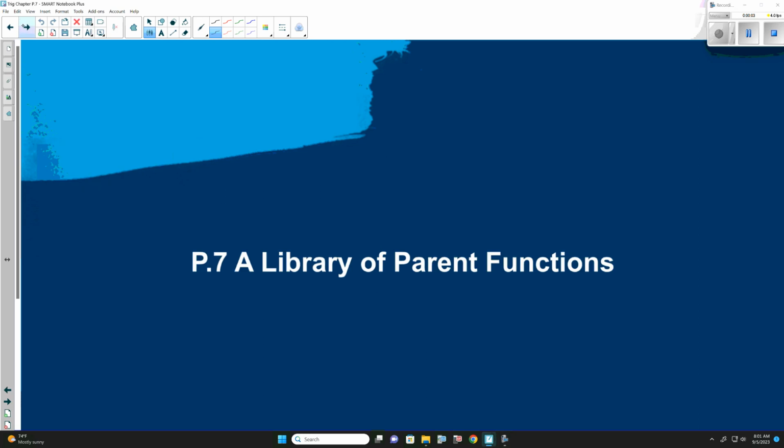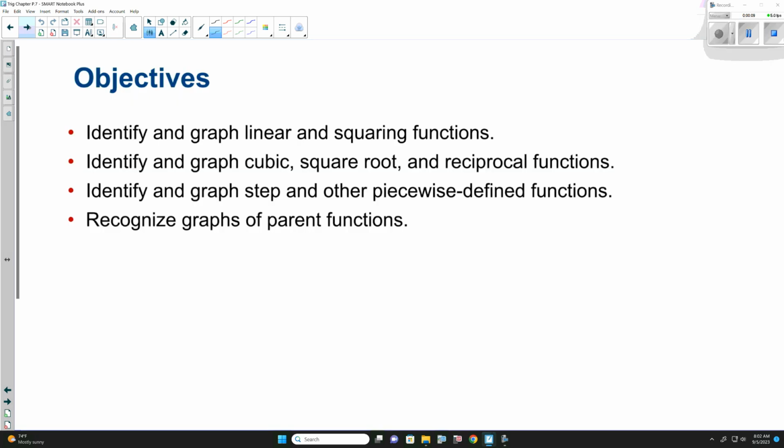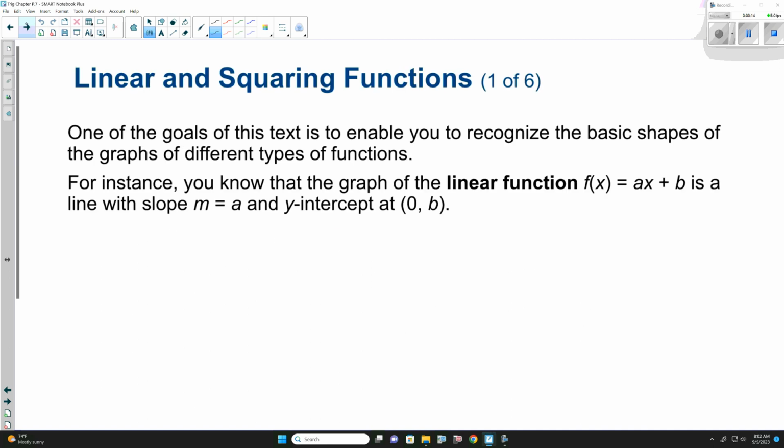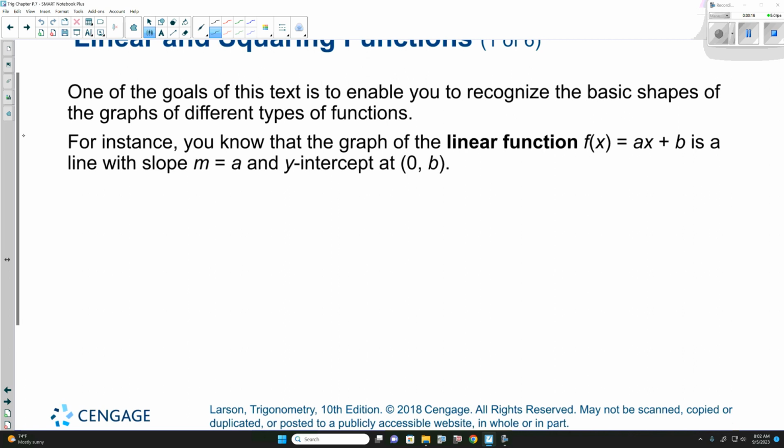So what we're talking about today is a library of parent functions, really just parent functions in particular. And for the most part, our parent functions are stuff we've talked about. The first one, linear and squaring function. Linear function, f of x equals ax plus b.